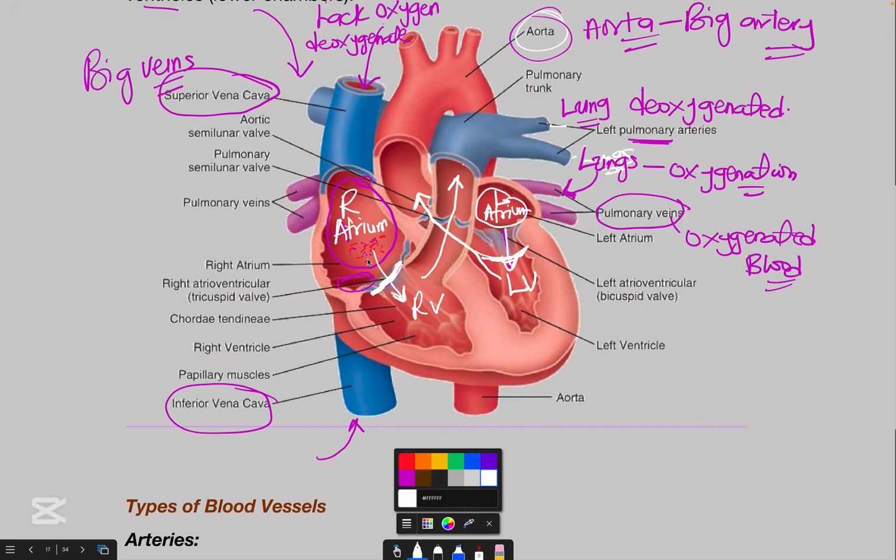Do you understand the concept? So once blood is flowing in one direction, it's not going back. That is the function of the valve. So anywhere you see that there's blood flow from this place to this place, know that there's a valve present. Right atrium, right ventricle, there's a valve. Left atrium, left ventricle, there's a valve. Left ventricle and the aorta, there's a valve. Right ventricle and pulmonary artery, there's also a valve.